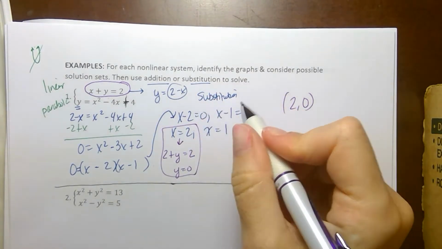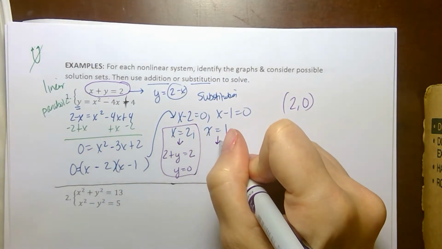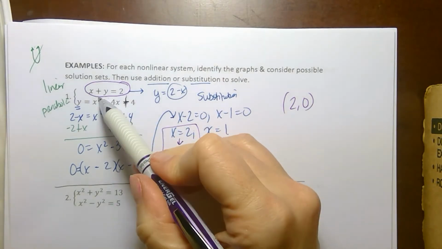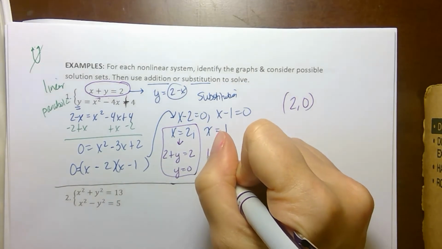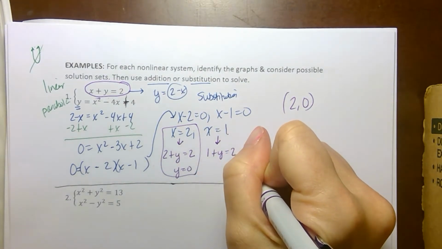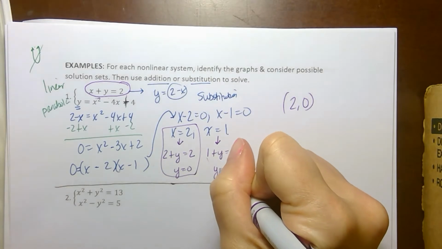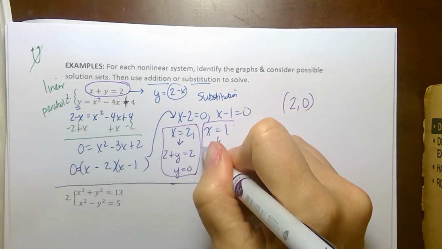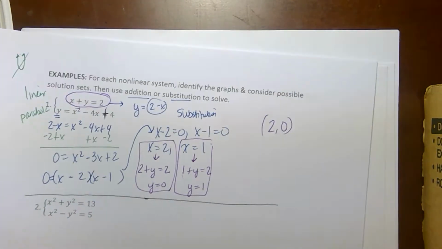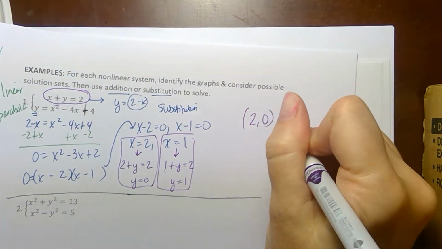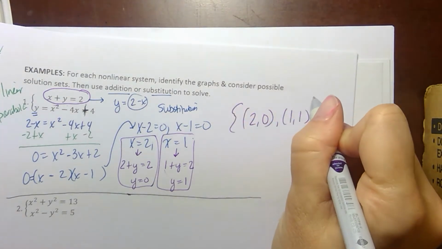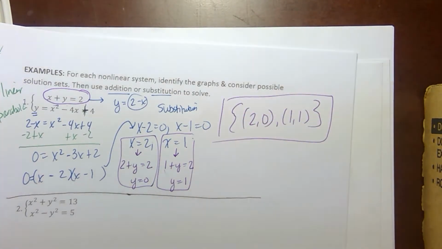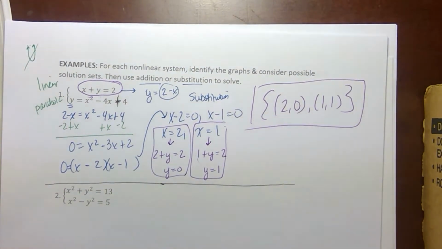The other solution occurs where x is 1. I'm going to take 1 this time and plug it in for x. And I'm using that first equation just because it's the simplest. So that would be 1 plus y equals 2. Finish solving for y by subtracting the 1. I get y is 1. So where x is 1, y is 1, and that is the second solution to my system. So I have the point (2, 0) and the point (1, 1) as solutions to my nonlinear system. Those are the 2 points on the graph where the parabola and the line intersect.